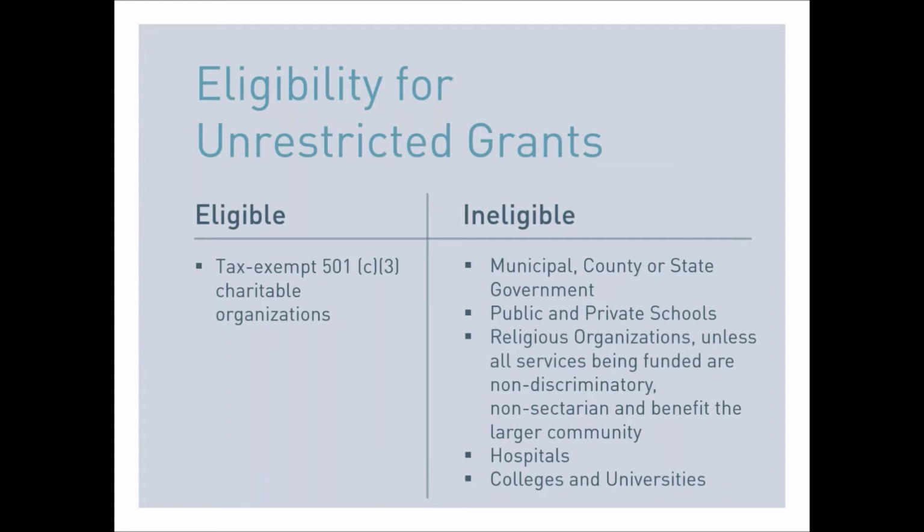On the right-hand side of this slide, you see here the list of entities that are ineligible for an unrestricted grant through the Community Grants Program. That includes municipal, county, or state government entities, public and private schools, religious organizations, unless the services being funded are non-discriminatory, non-sectarian, and benefit the larger community, hospitals, and colleges and universities.